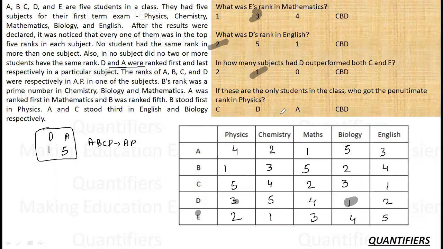If these are the only students in the class who got the penultimate rank in physics, penultimate meaning second last. For physics, the 4th rank goes to A. So this completes my set.